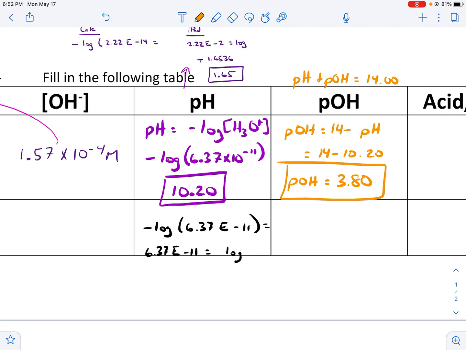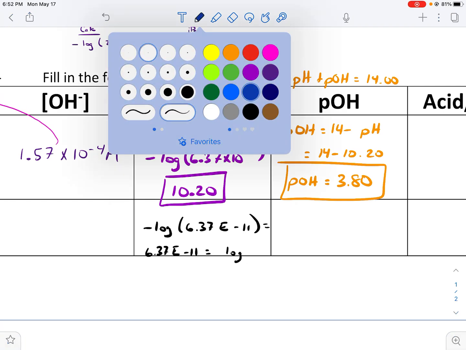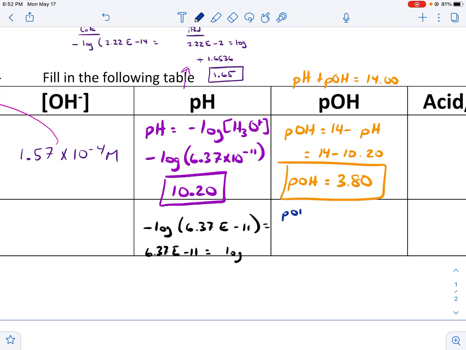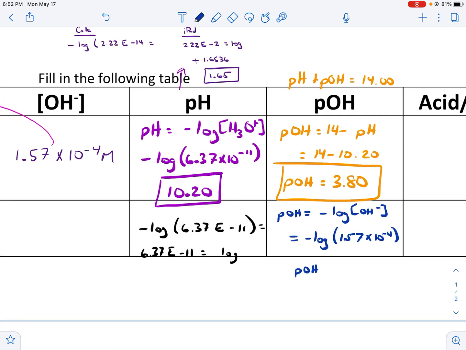Just as an aside, another way we could have done this is taking POH is equal to the negative log of our hydroxide ion concentration. We could have done the same thing there with negative log of 1.57 times 10 to the negative 4th, and we should have come up with the same answer. Let's see what we get there. Negative log of 1.57 times 10 to the negative 4th. And we should get 3.80, which is pretty awesome because that's what we should have gotten. See how we got that there?